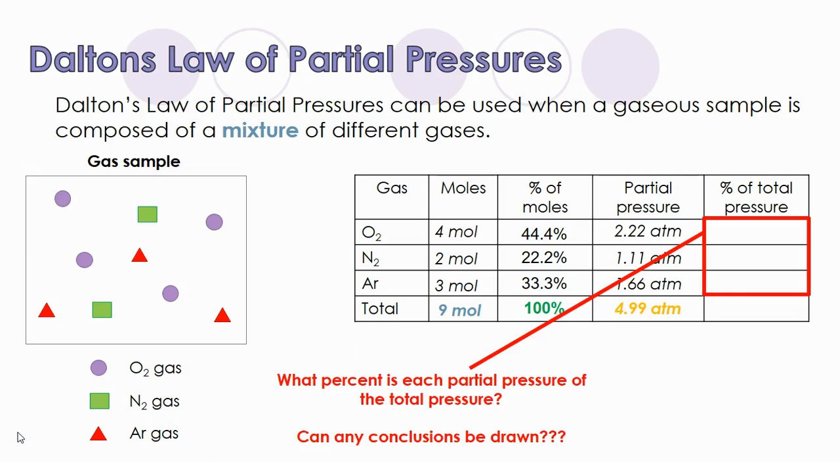Again, what if now we wanted to figure out the percent of each partial pressure of the total gas? So what we can do is take the partial pressure of oxygen, divide that by the total amount of pressure, times 100, and that's going to give us the percentage. What I want you to do is take a look to see what patterns you see.